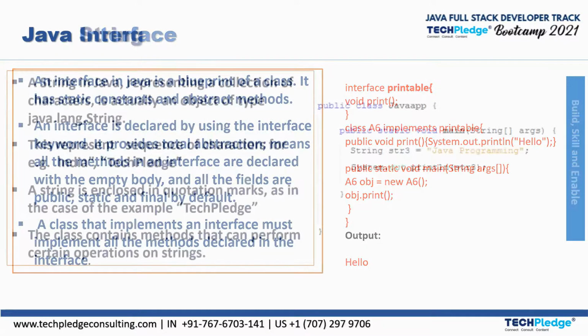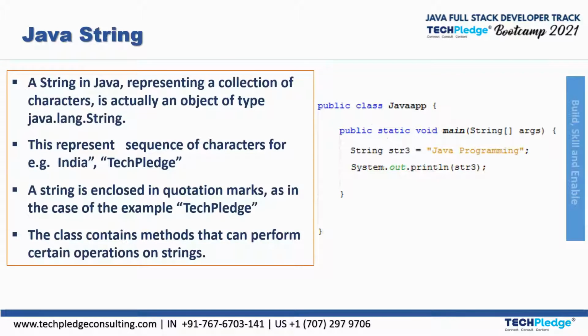Next is a string. Now a Java string represents a collection of characters and is actually a type of java.lang.String. Okay, this is a kind of object that we have in Java. So what we do is, suppose in here you can see an example.